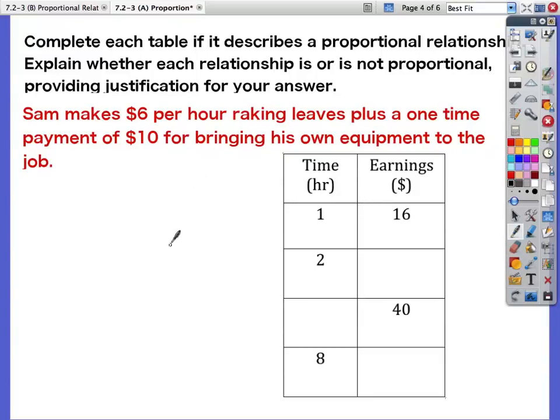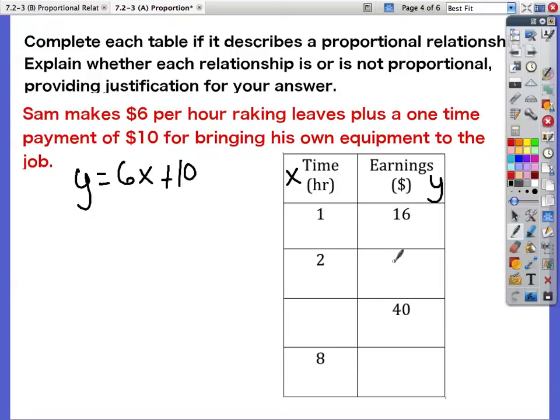I won't reread them. We have to complete the table first, but it says Sam makes $6 per hour raking leaves plus a one-time payment of $10 for bringing his own equipment to the job. So, in this case, the rule would be my output is equal to 6 times x. I know these are my inputs and these are my y's. So my total earnings is equal to 6 times the number of hours worked, because it's $6 per hour, plus that one-time payment of $10.